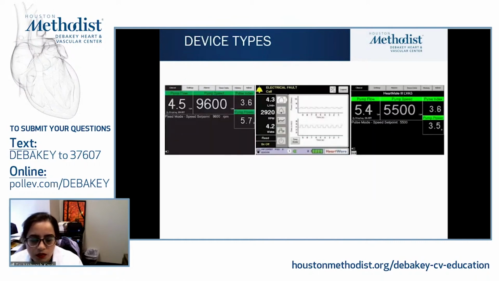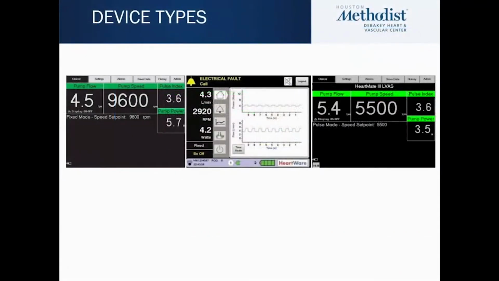These are just the consoles, the differences in them. If you look at the first image, it shows a speed of 9600. This is HeartMate 2. Other parameters that you can look at on the device are pump flow, the pulsatility index, and pump power. The HeartMate 3, which is on the far right, looks a lot like the HeartMate 2, whereas the HVAD has a little bit of a different console.